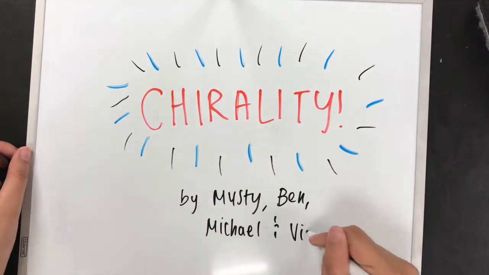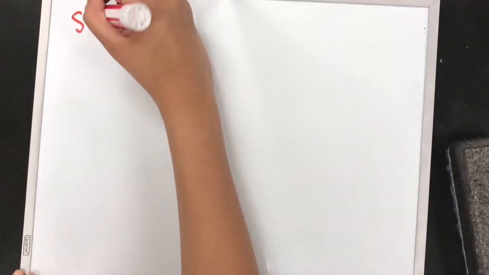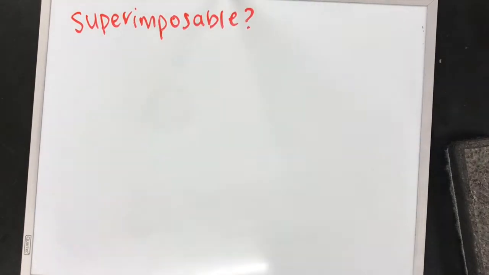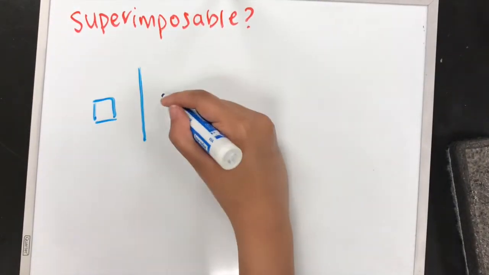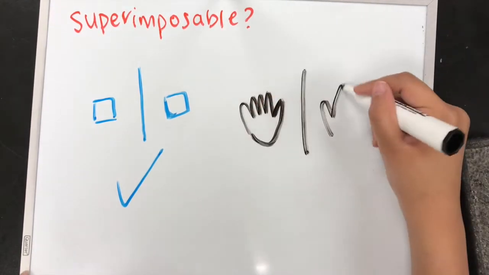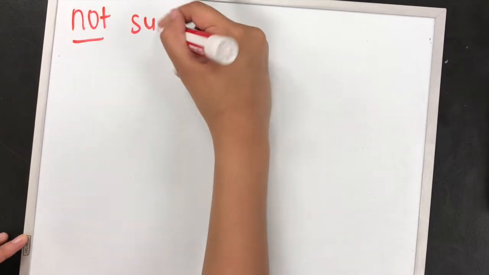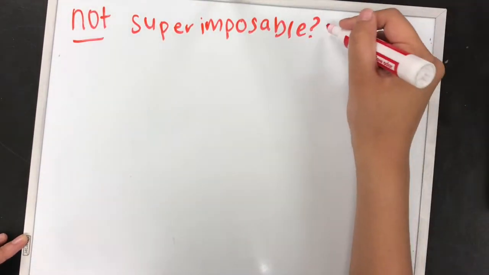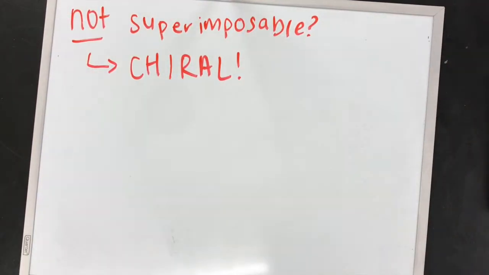So, chirality. First of all, an object can be either superimposable or not superimposable on its mirror image. For example, a square is superimposable on its mirror image, however a left hand is not. If an object is not superimposable on its mirror image, then that object is deemed chiral. This is the same for molecules. Molecules can be either chiral or non-chiral.